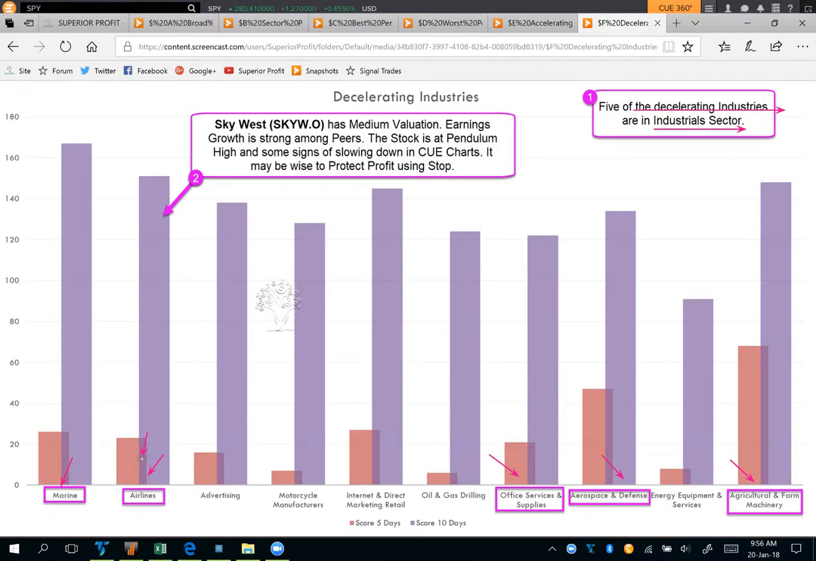I drilled down into airlines and found SKYW. Valuation is in the middle. Earnings growth is actually strong. So fundamentally, we cannot say this stock is weak. It is in fact strong in terms of growth. In terms of technicals, the stock is at pendulum high. That is at a very high level relative to its yearly price range. And there are some signs of slowing down. Because the industry decelerated, it may be wise to protect profit in existing long position using trailing stop.